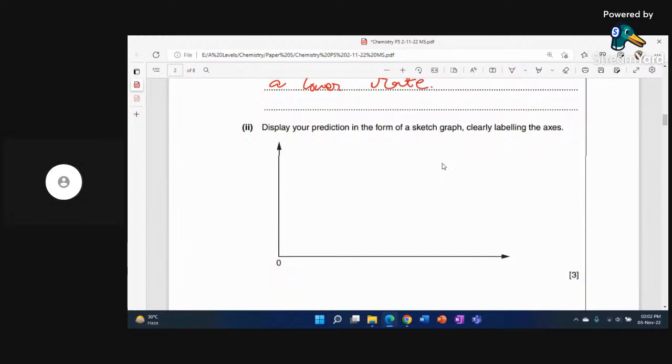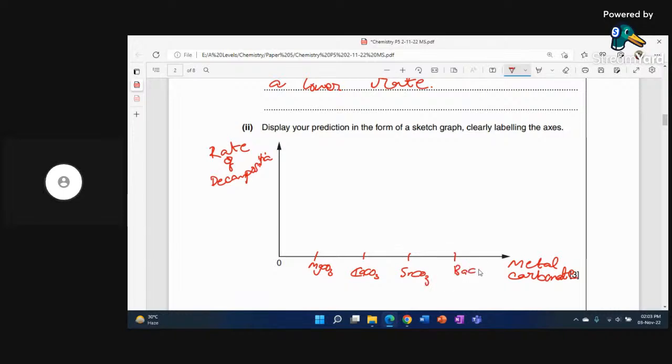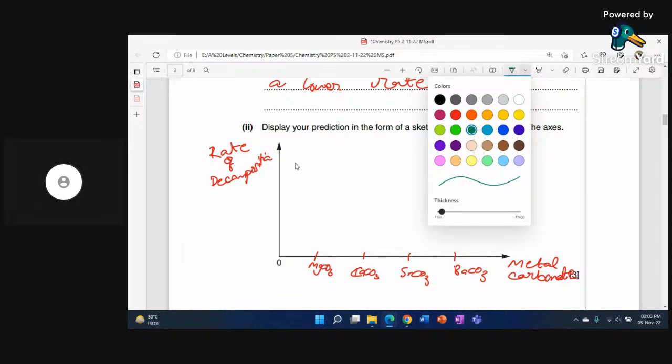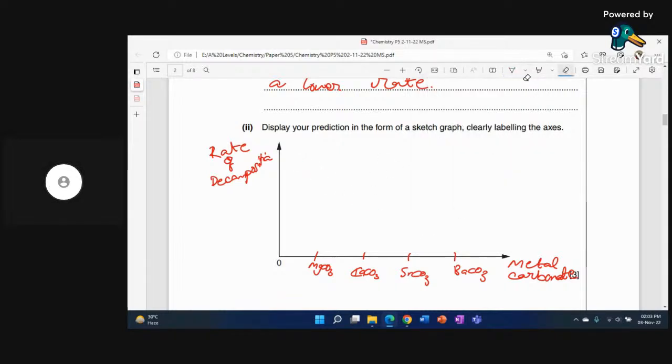Moving on to the next part of the question, it says display the prediction in the form of a sketch graph clearly labeling the axis. So on the y-axis, we will write rate of decomposition, and over here we will write metal carbonate, and over here you can write magnesium carbonate, calcium carbonate, strontium carbonate, and barium carbonate, and the graph will be a straight line like this. Okay, I'm sure you understand.